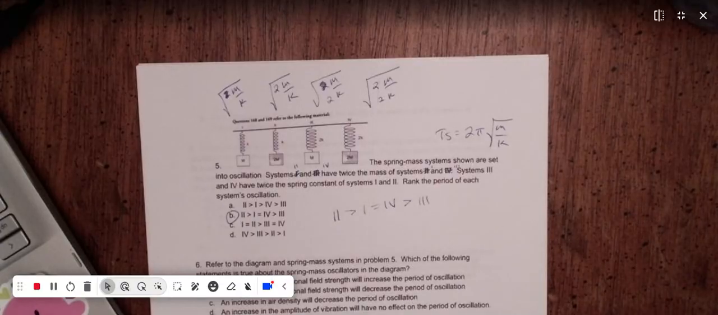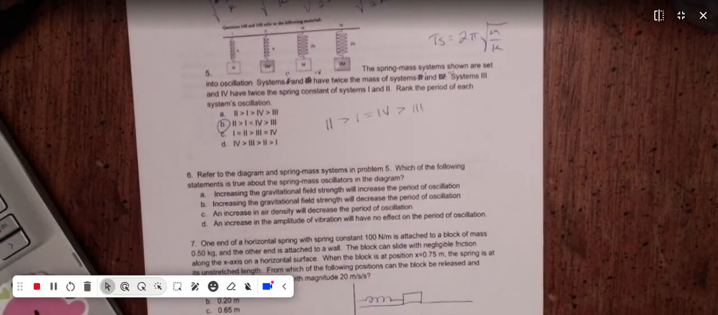Okay, so sorry about that typo. I messed that up. Too many 1s, 2s, 3s, 4s.